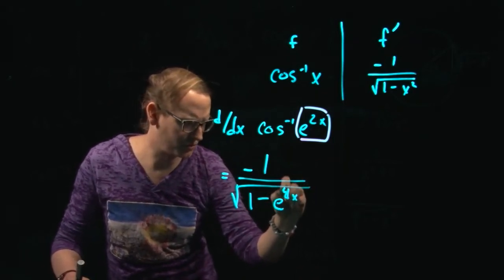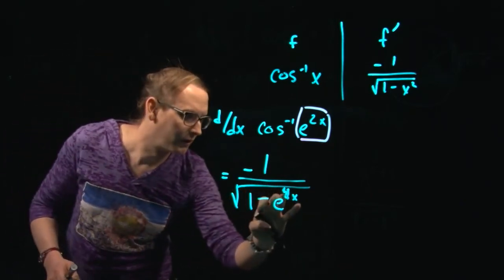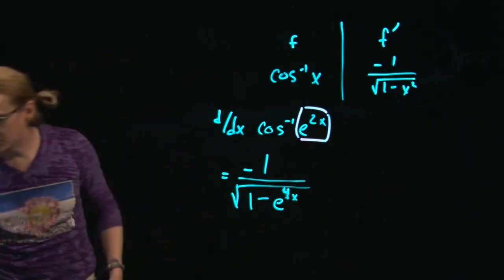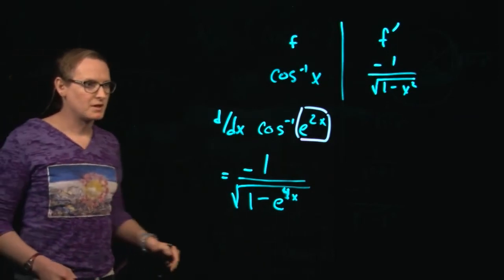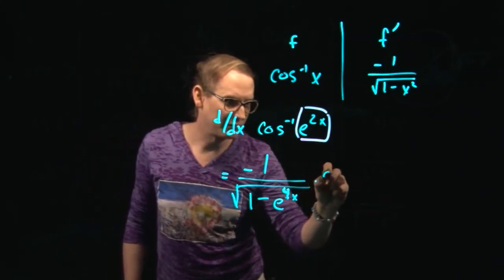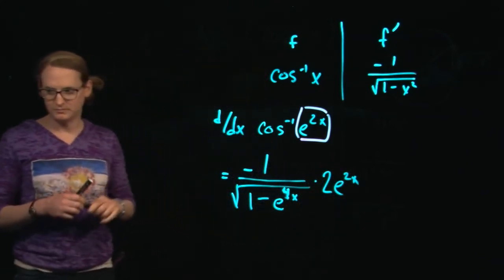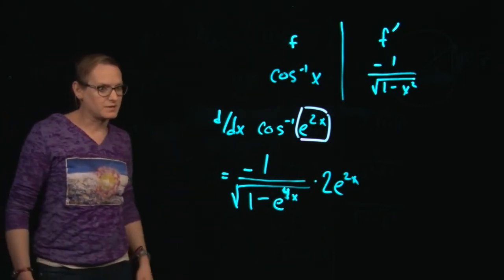So I'm going to turn that 2 into a 4. That's a 4. Does it look like a 4? Yeah, it looks like a 4. Times, and now I have to chain out the derivative of the inside, 2 e to the 2x. Right? Not so bad. That is not so bad.